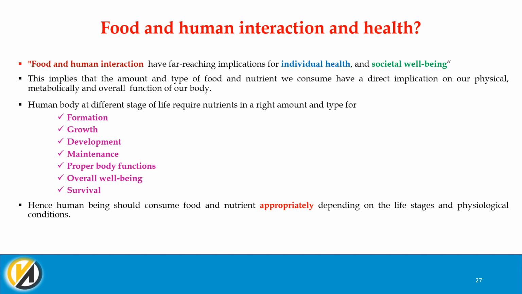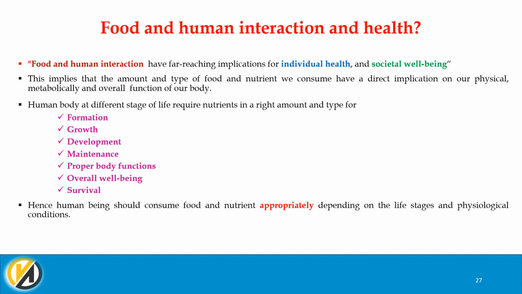After discussing these dynamics, now let's get into the human and food interactions in relation to health. Food and human interactions have far-reaching implications for individual health and societal well-being. This implies that the amount and type of food and nutrients we consume have direct implications on our physical, metabolic, and overall functions of our body.